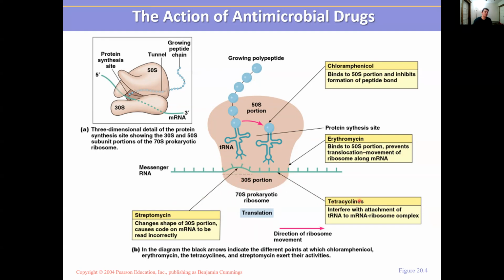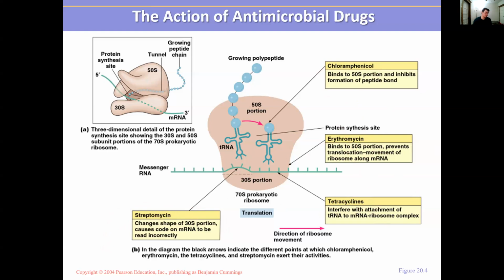Here you can see some other examples in the sketch of other types of antimicrobial drugs and how they can target protein synthesis. I do expect you to know the differences between what streptomycin does, what a tetracycline does, and what an erythromycin does. I just selected streptomycin as the example today. So be sure to know these and how they're different.